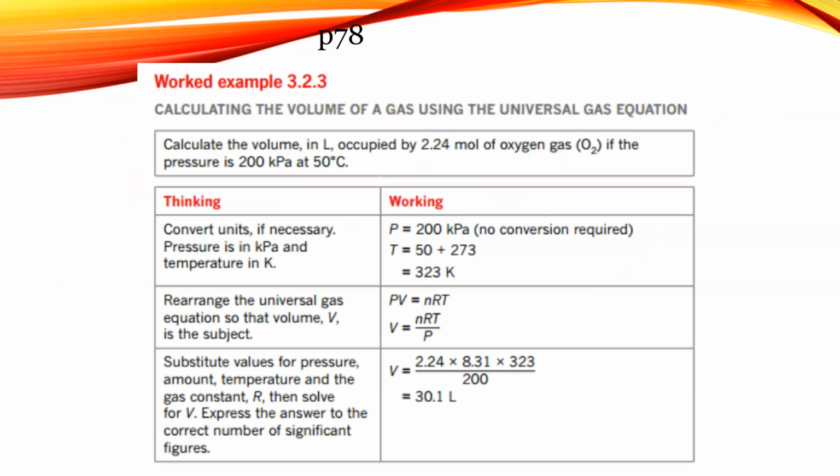And here's an example using the ideal gas equation. So convert your units, rearrange the formula. In this case, we're being asked for volume. So volume equals N times R times T on P, and then put the numbers in, and there you have it, 30.1 litres.